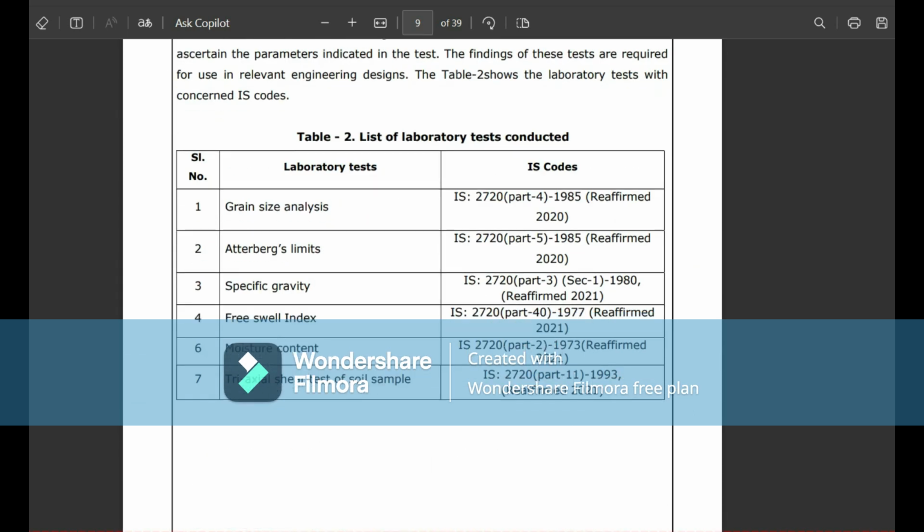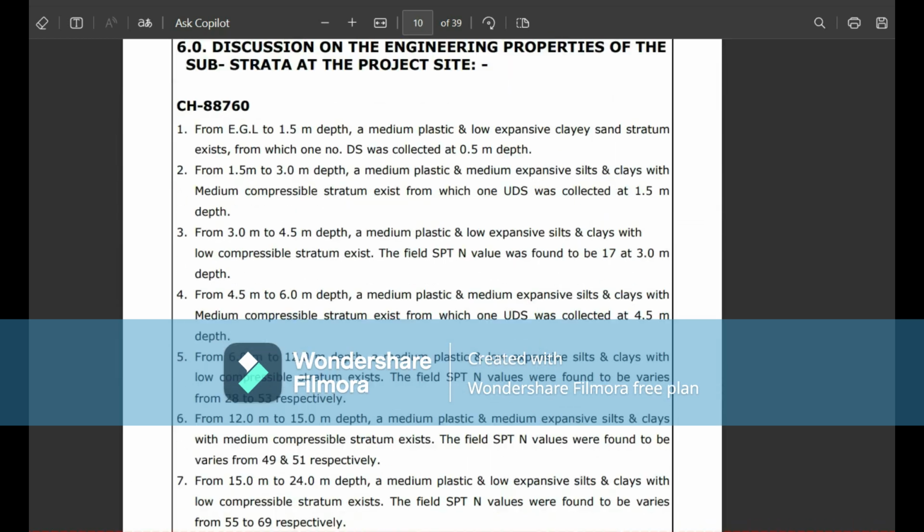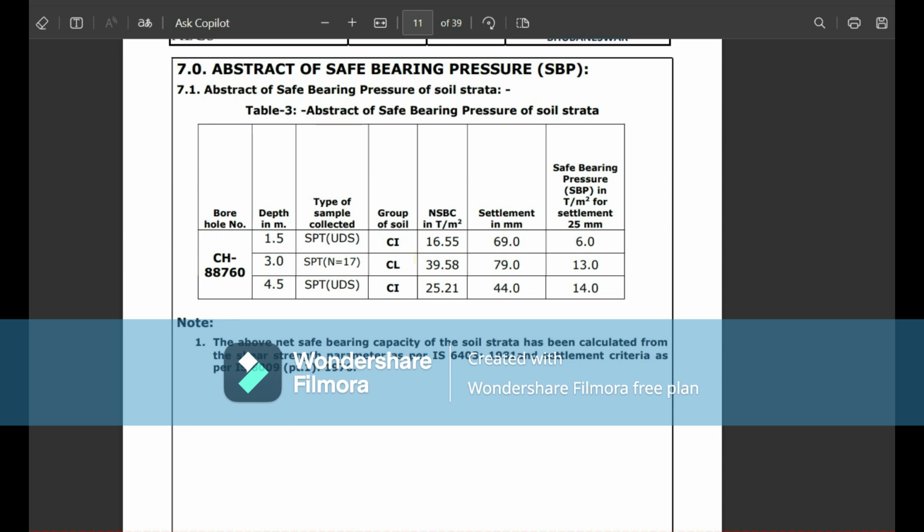At this canal, at different depths, the SPT value was taken with undisturbed soil, then disturbed soil through the core barrel, and again undisturbed soil taken. After testing many parameters through the lab, they provided the soil strength at 1.5 meter depth, 16.55 ton per meter square.